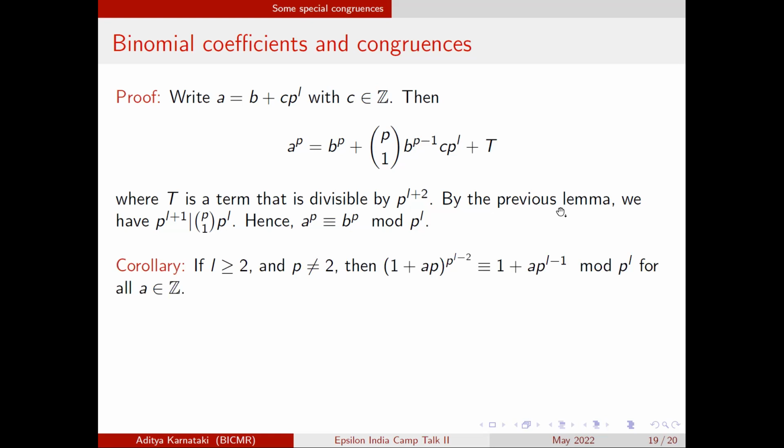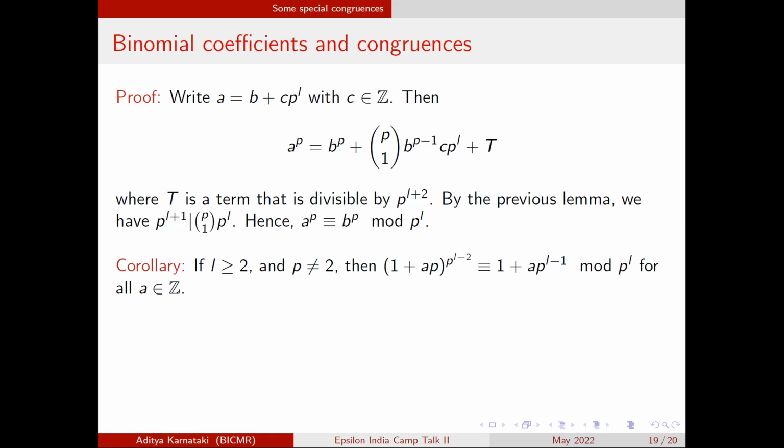And so the corollary is that if L is greater than or equal to 2 and p is not equal to 2, then I can take our number of the form 1 plus ap and raise it to p power L minus 2 and so on. And this is congruent to 1 plus a p power L minus 1 modulo p power L. And so this kind of stuff is later useful in the Bernoulli numbers issue. So I just want you to have this statement right now.